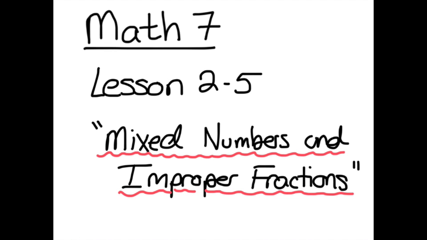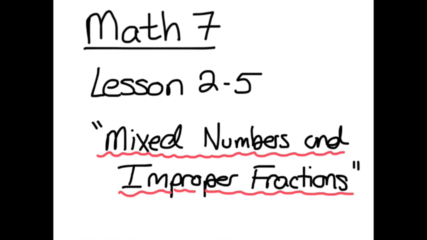Hello students, this is Mr. Bornheimer. This is part 2 of our lesson 2-5 on mixed numbers and improper fractions. In the last part, we looked at improper fractions and their role, and how we can take those improper fractions and turn them into mixed numbers.